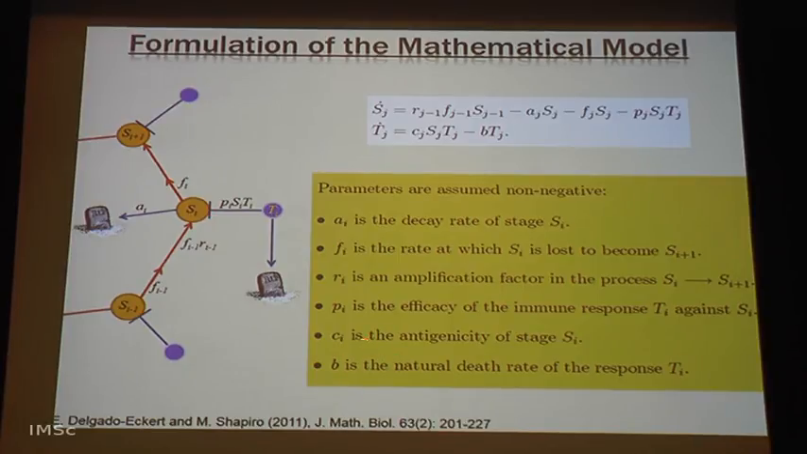C_i is the antigenicity of a stage. That means how visible an infected cell or an infective particle is to the immune system. And B is the natural death rate of the T cell population of the immune response. So this is the essential structure of the model.